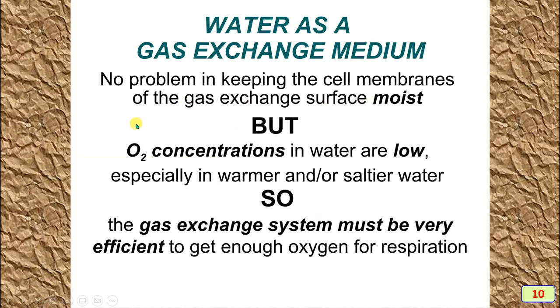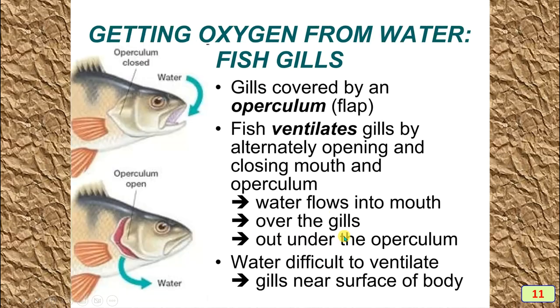Keeping the cell membranes, the gas exchange surface is moist, but oxygen concentration in water is very low, especially in warmer and saltier water. So the gas exchange system must be very efficient to get more and more oxygen for respiration. Hence, the fish has developed gills, taking in water, with an operculum as a flap. The fish ventilates the gills alternately by opening and closing the mouth and operculum. Water flows in through the mouth and the oxygen is absorbed through the gills.